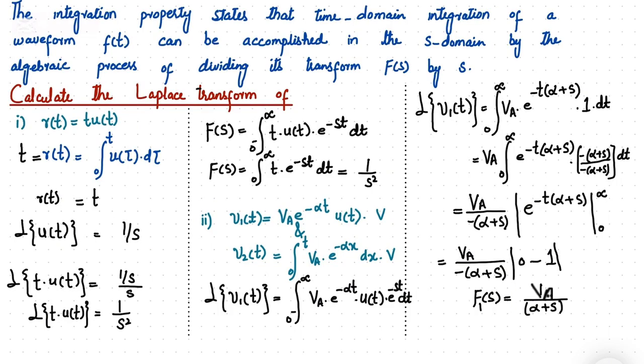Because we know that the second function f2 of t is the integral of the first function. Therefore, the Laplace transform of the second function, f2 of s, would be f1 of s divided by s. So this is going to be 1 over s into alpha plus s based on the integration property.